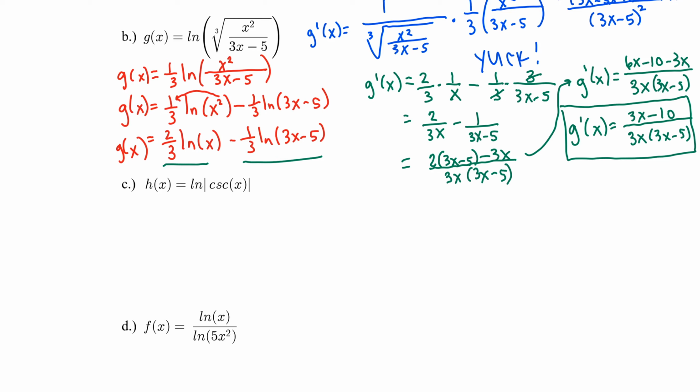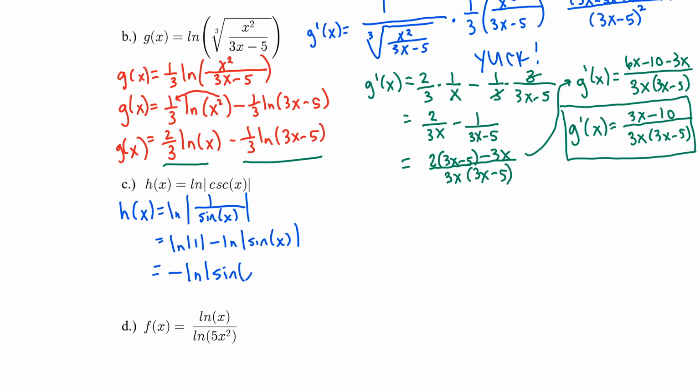All right, let's throw some trig functions in there. Let's find the derivative of h of x equals natural log of the absolute value of cosecant of x. Now let's rewrite cosecant of x as 1 over sine of x. Then I can split this up with log properties: natural log of the absolute value of 1 minus natural log of the absolute value of sine. Natural log of 1 is equal to 0, so I end up with negative natural log of the absolute value of sine. Now I'm ready to differentiate.